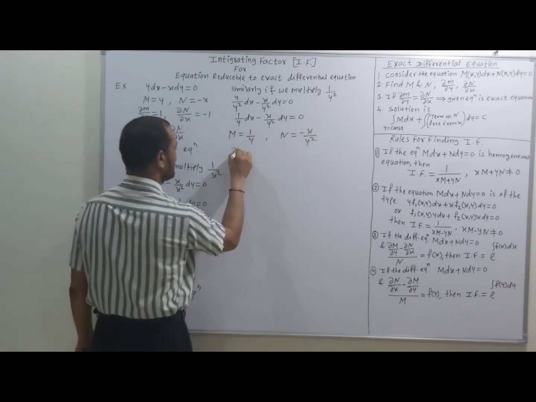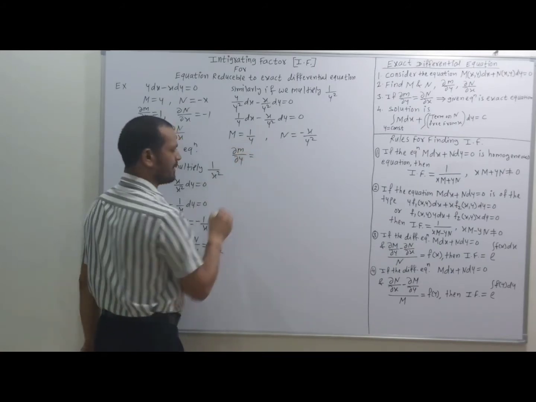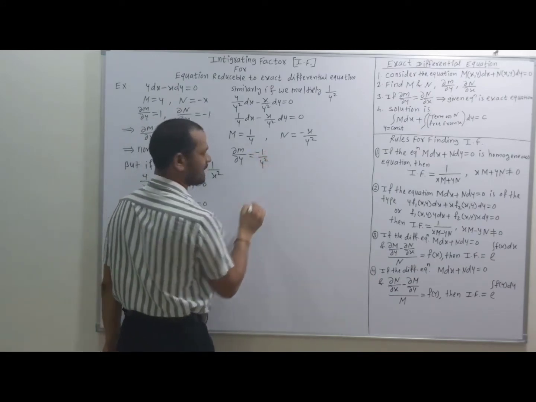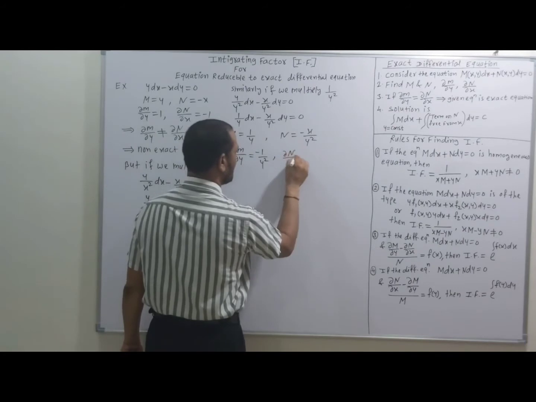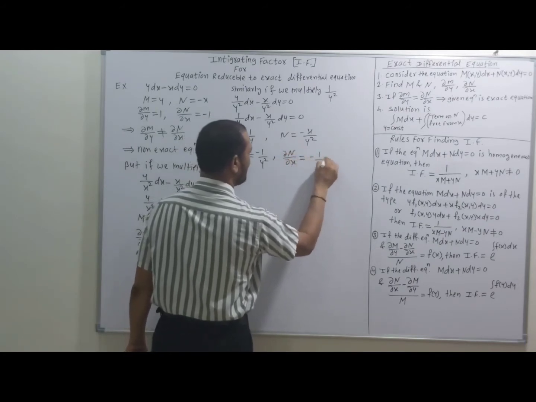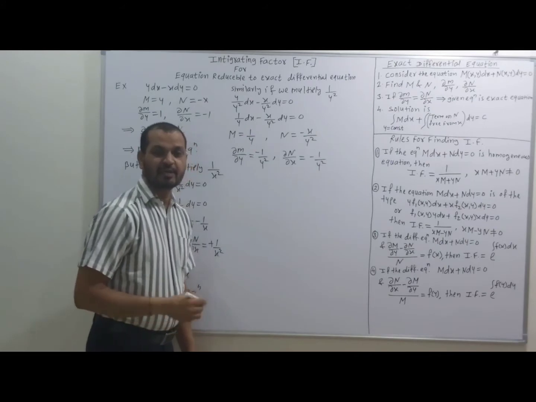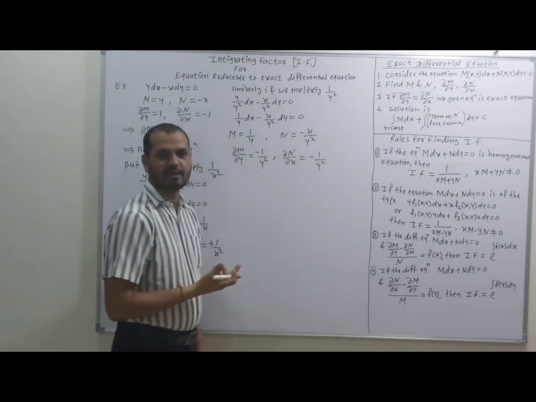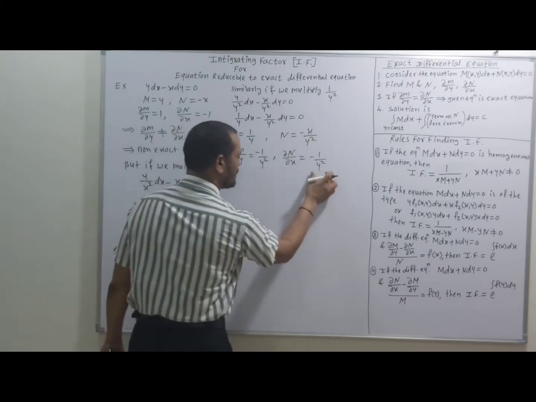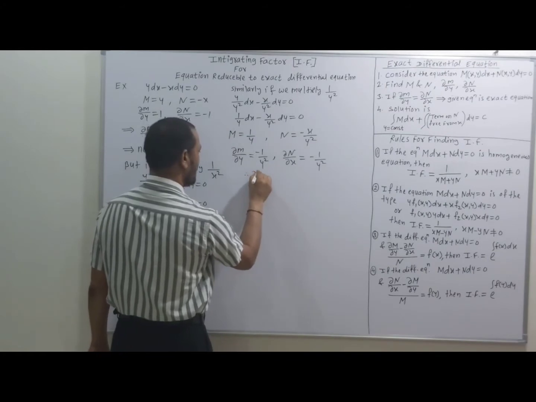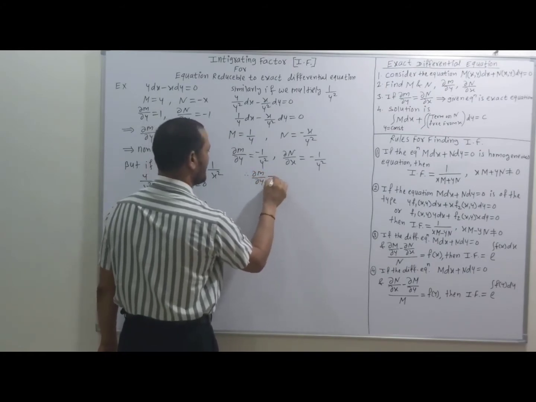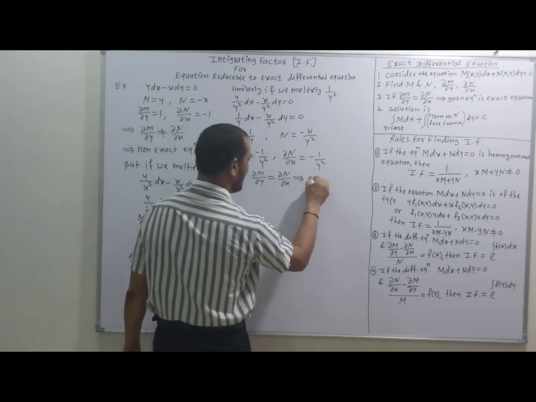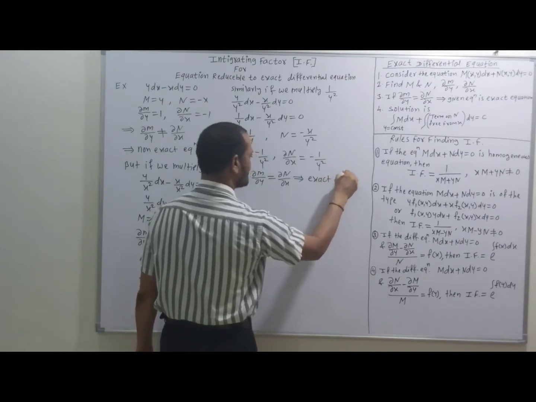Now once again find the partial derivative of m with respect to y. The derivative of 1 upon y is minus 1 upon y square. Similarly, find the partial derivative of n with respect to x. When we take the partial derivative with respect to x, 1 upon y square is constant, with the minus sign, and the derivative of x with respect to x is 1. That means these two partial derivatives are again equal. So the partial derivative of m with respect to y is equal to the partial derivative of n with respect to x. So this again implies that the given equation is an exact equation.